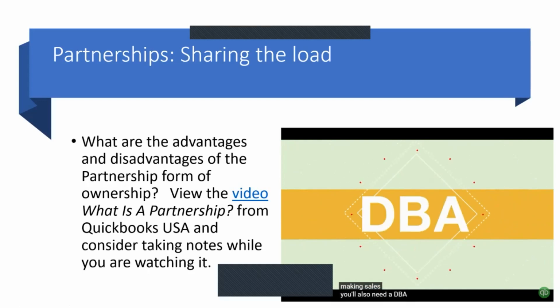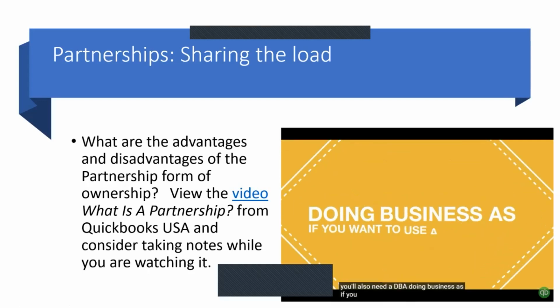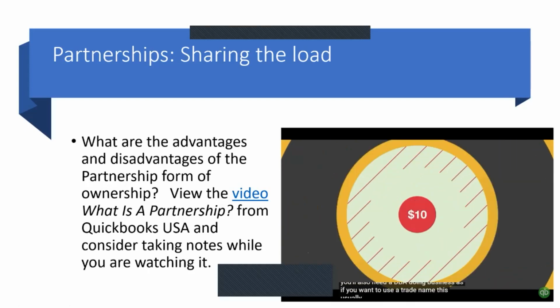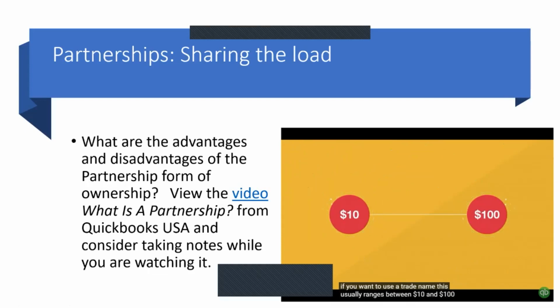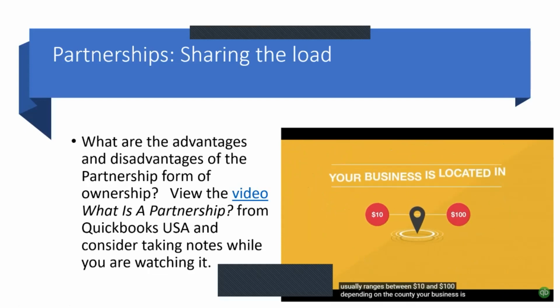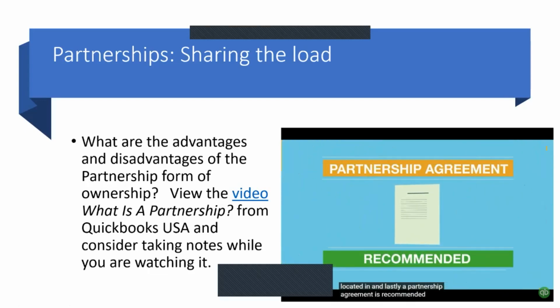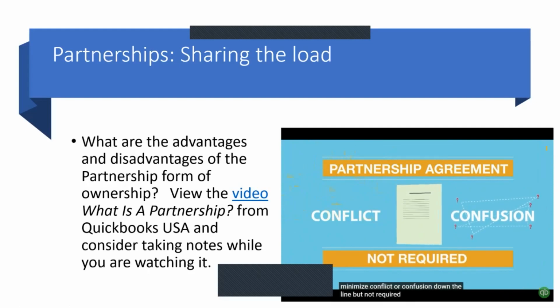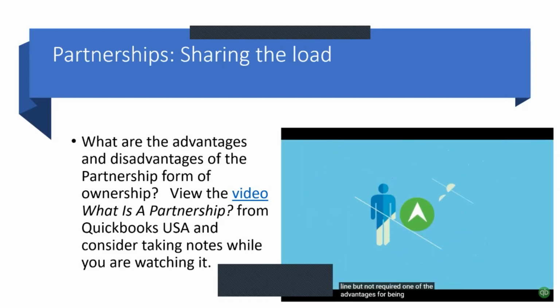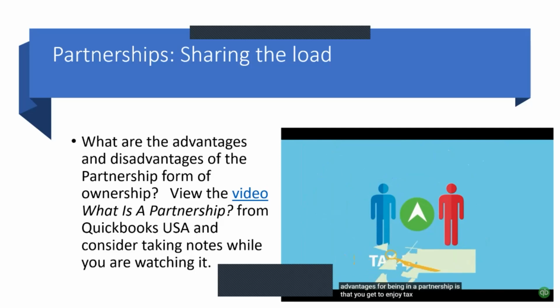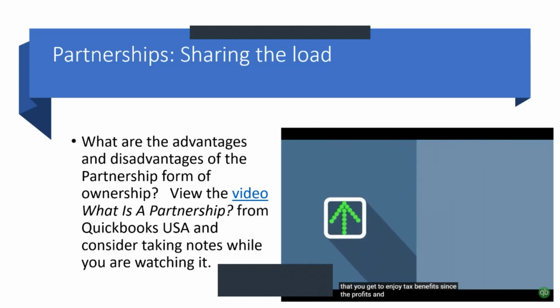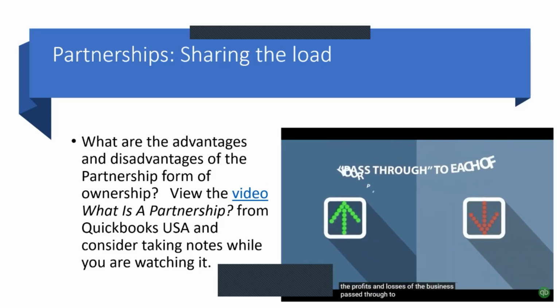You'll also need a DBA, doing business as, if you want to use a trade name. This usually ranges between $10 and $100 depending on the county your business is located in. And lastly, a partnership agreement is recommended in order to minimize conflict or confusion down the line, but not required. One of the advantages for being in a partnership is that you get to enjoy tax benefits, since the profits and losses of the business pass through to each of your personal income tax returns.